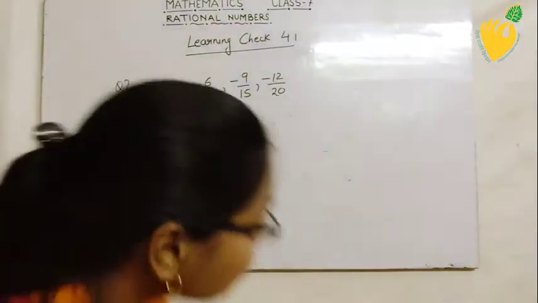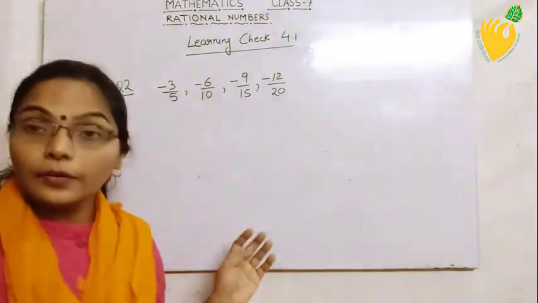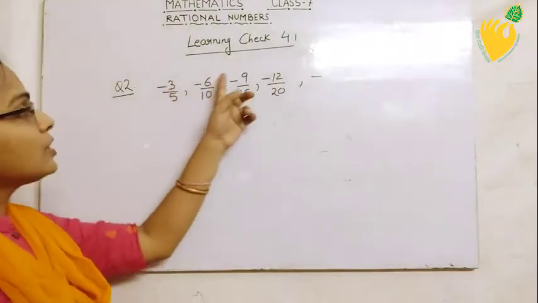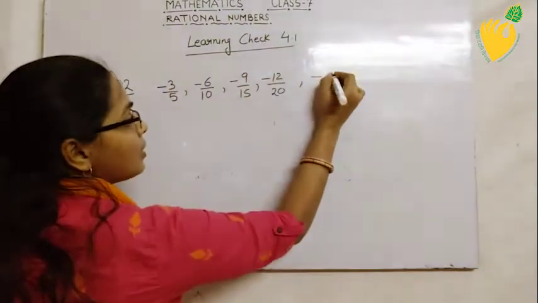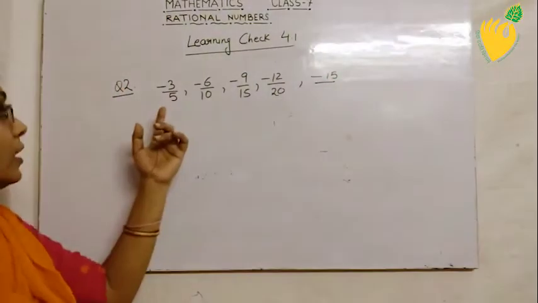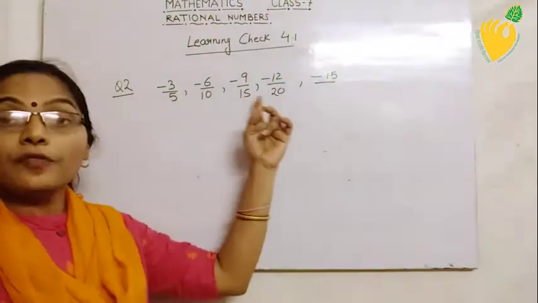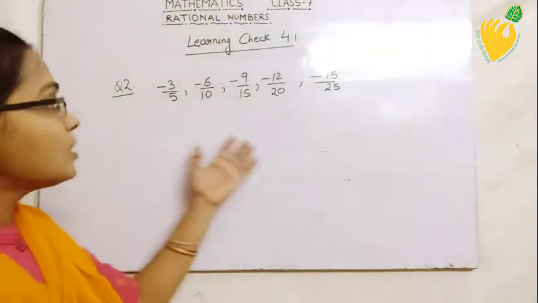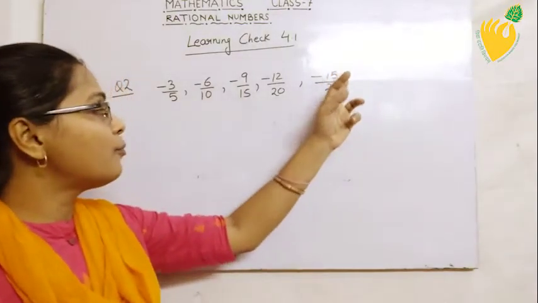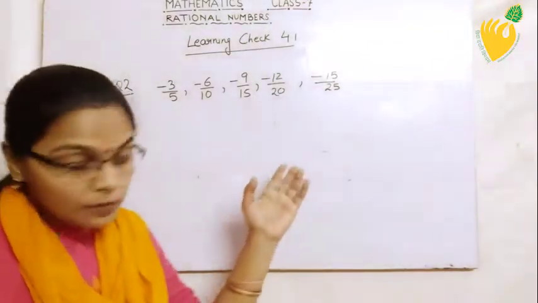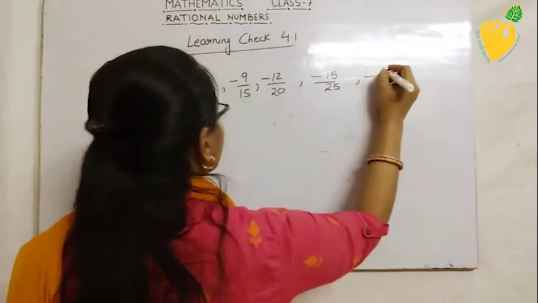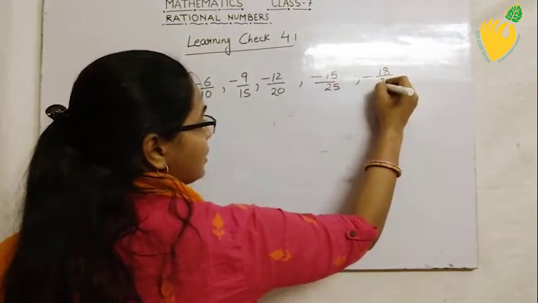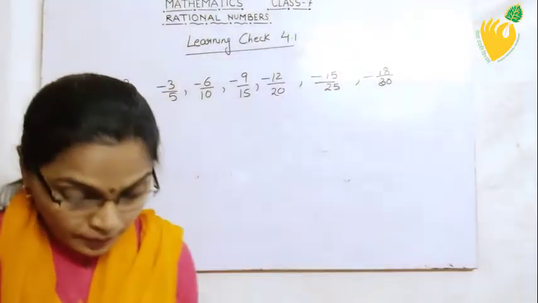Let's see, students, what is the pattern? All the rational numbers are negative, so the next number will also be negative. 3 ones are 3, 3 twos are 6, 3 threes are 9, 3 fours are 12, 3 fives are 15. Here 5 ones are 5, 5 twos are 10, 5 threes are 15, 5 fours are 20, 5 fives are 25. So students, this is the pattern. Next, what will be, students? Minus 3 sixes are 18 and 5 sixes are 30. This is the pattern. Okay.